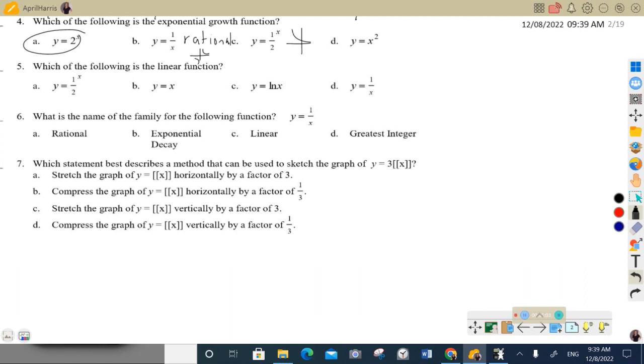All right. Number 5, which of the following is linear? B, y equals x. Remember, linear looks like this. This is exponential decay in A. What's the name of C?